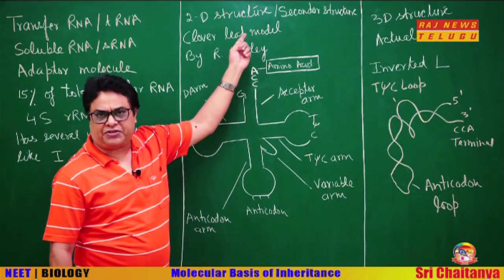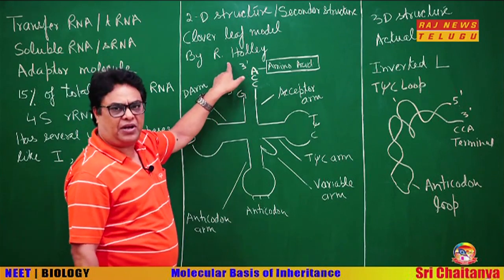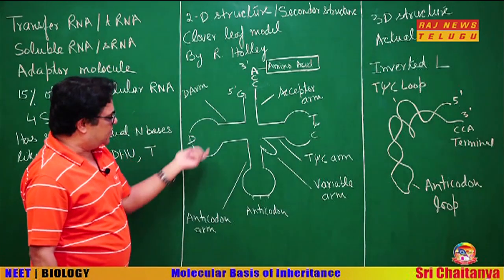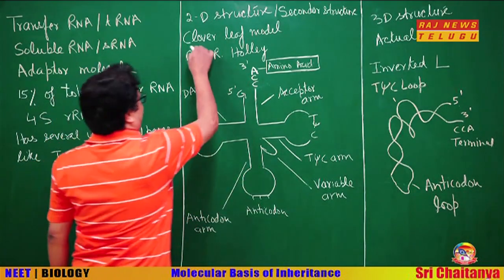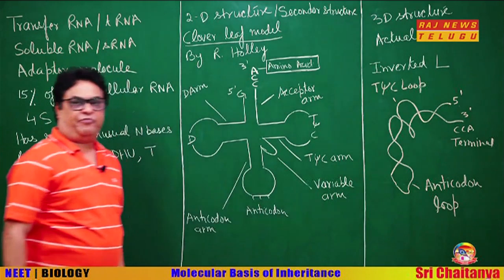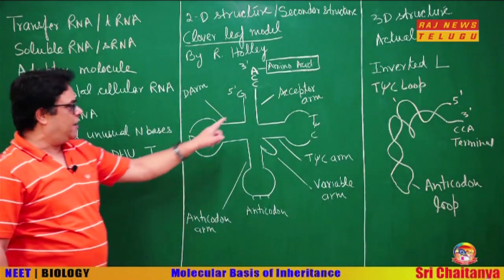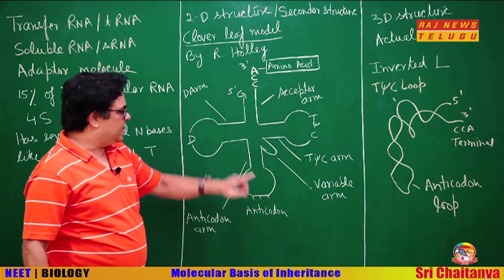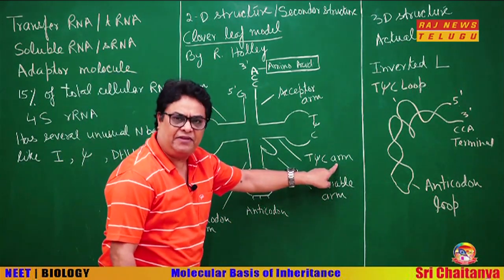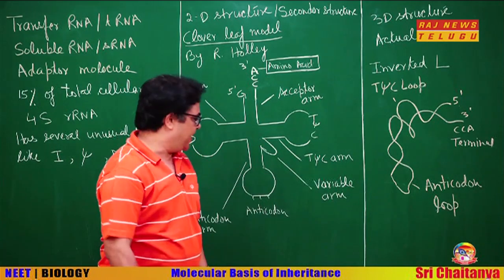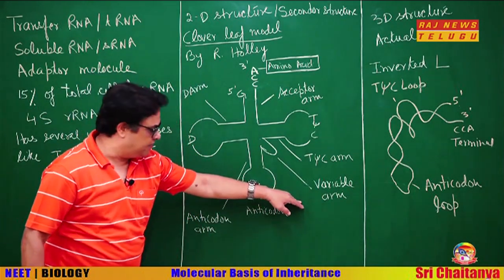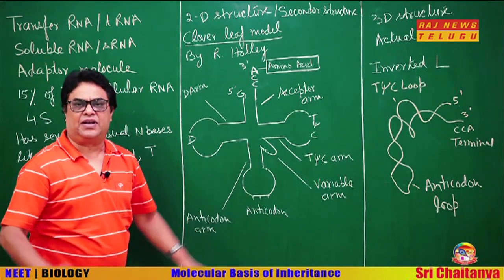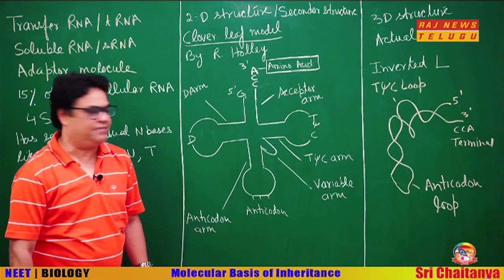Its two-dimensional structure was discovered by Robert Holley. It was for the yeast alanine tRNA, and it looks like the leaf of clover, hence it is called as clover leaf model. You see it has 5 arms, an acceptor arm to which amino acid is attached, then a T-psi arm which helps in binding to the ribosome, then a variable arm, then an anticodon arm that contains anticodon that reads the codon present on mRNA.